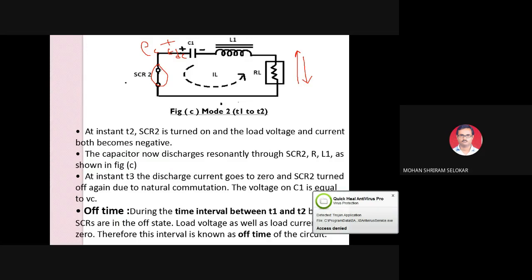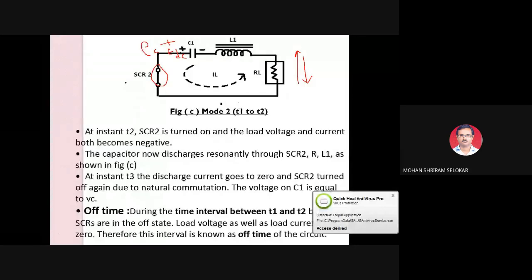Now we have seen the series inverter. Depending on the type of the commutating components you are connected with the load, whether the load is in series with the commutating components or in parallel with the commutating components, we can say a series inverter or a parallel inverter. Yesterday we saw the basic series inverter in which L1 C1 is connected in series with the RL load.